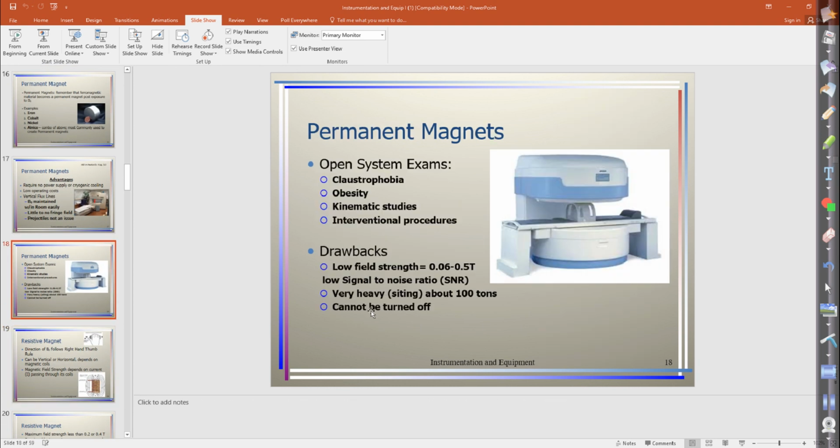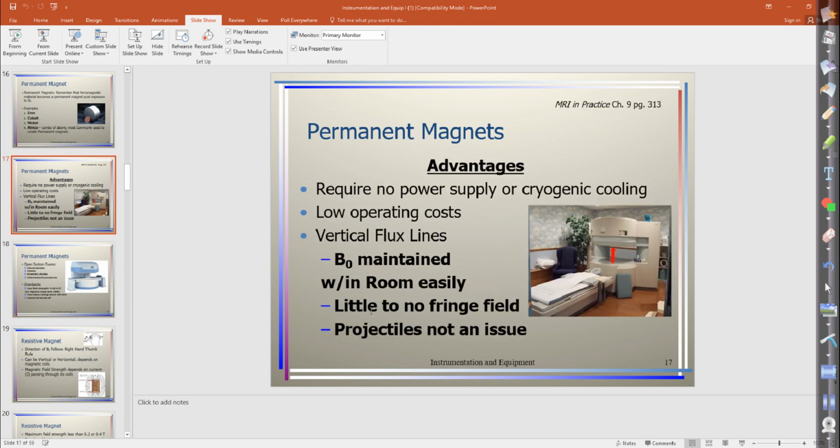And this is what they look like. A good thing to remember is our flux lines for these type of scanners are not horizontal, but they're vertical. So it's important to remember how the flux lines run on a permanent magnet. They're going to be running vertically.